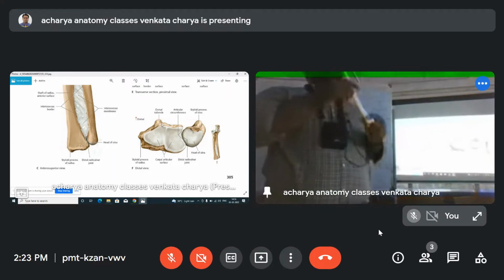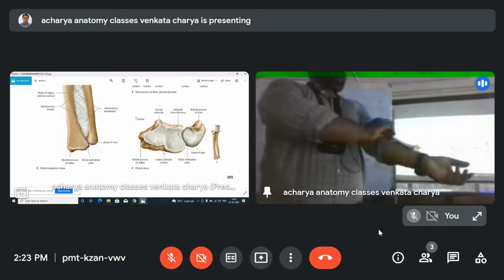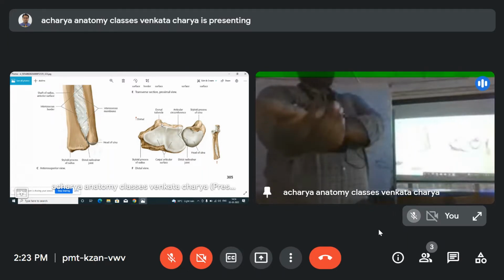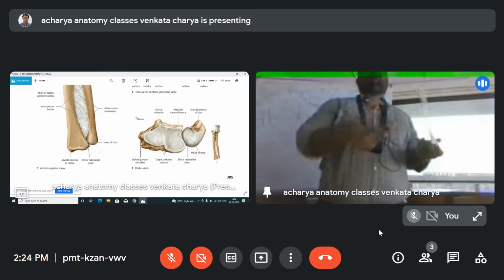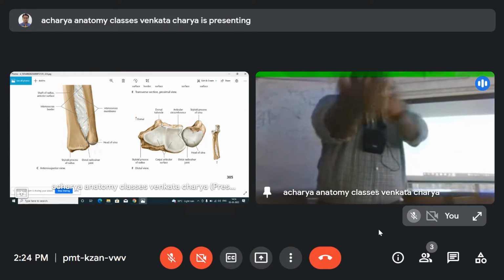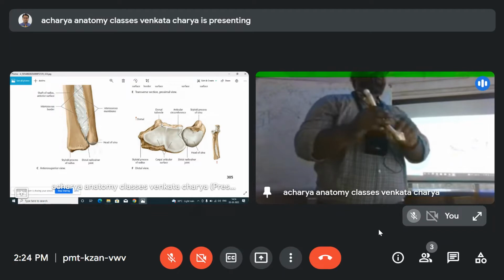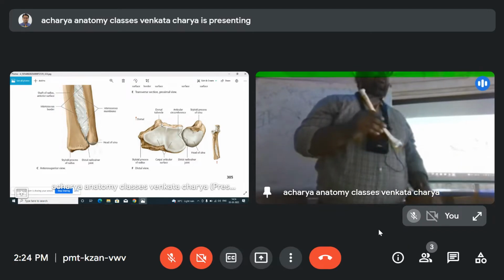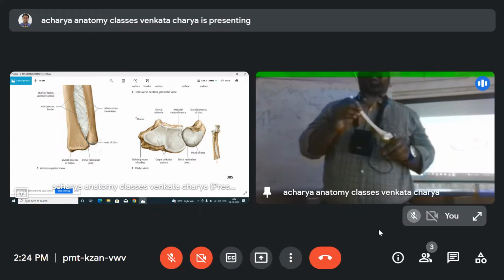Are you getting? So now tell me, is this right or left? Look, is it correct like this? Very good, correct. This one is the left. So suppose we place it as right like this, what happens? The styloid process is present towards the medial side. So that is wrong. It should face inferolaterally. That is correct.